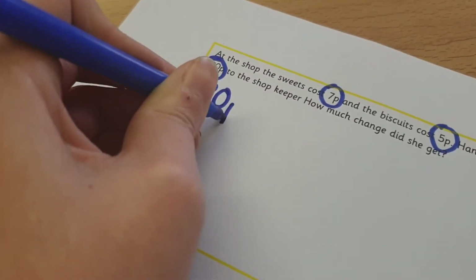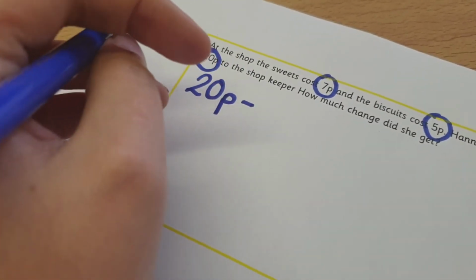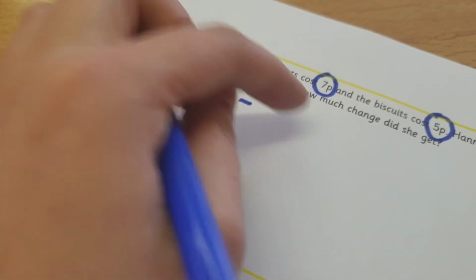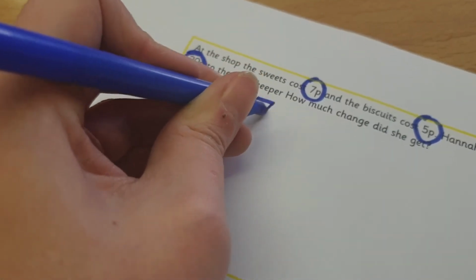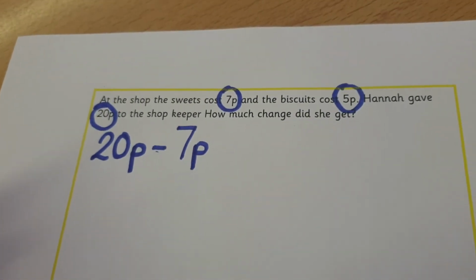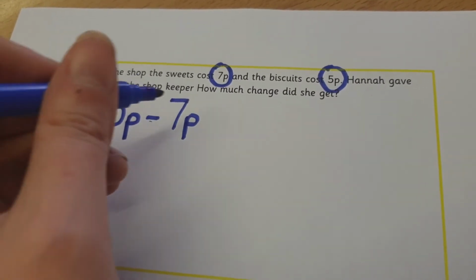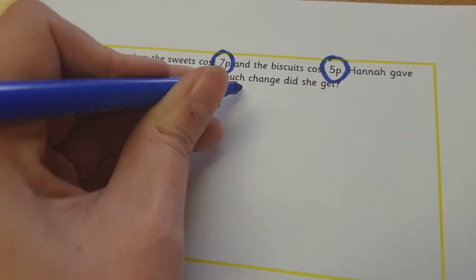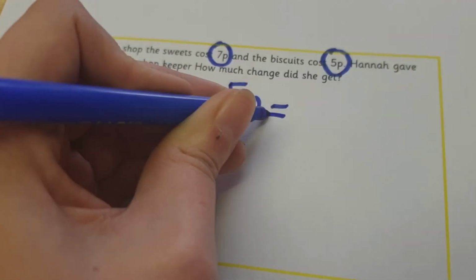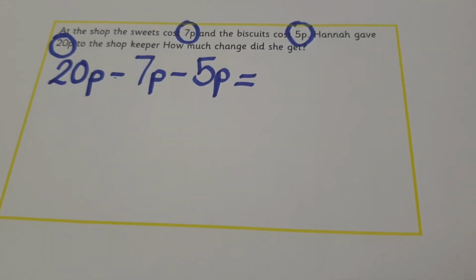And she first bought the sweets. And how much were they? Well done, they were 7p. So we've got to take away 7p. Was that all she bought? No, she also bought biscuits. How much were they? Well done, they were 5p. And then I've got to put my equal sign. So what have I got to draw here to help me?